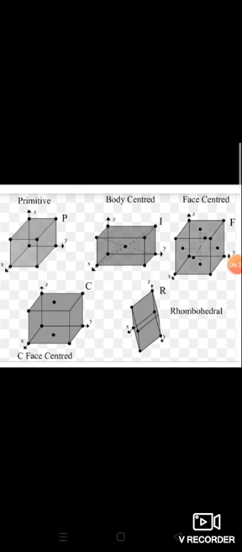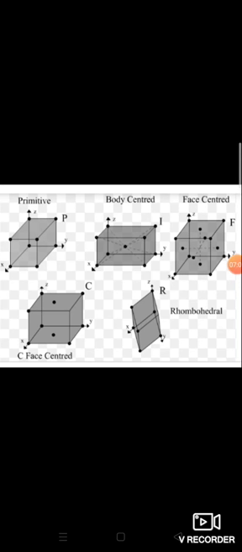So first is primitive, where constituent particles are present only at the corners. In the body center, a constituent particle is present in the middle, besides the ones at its corners. In the face center, a constituent particle is present at the center of each face.